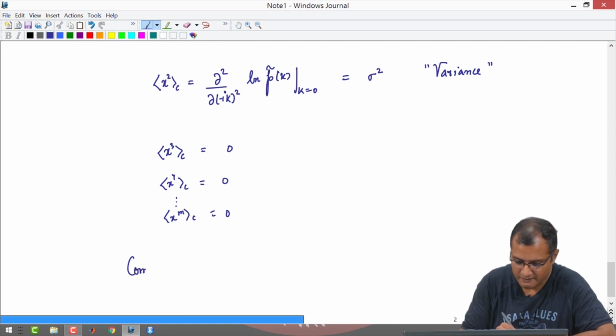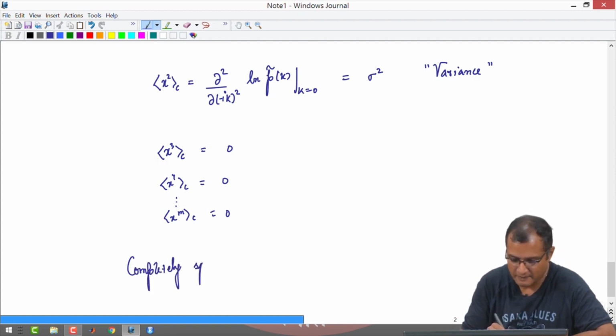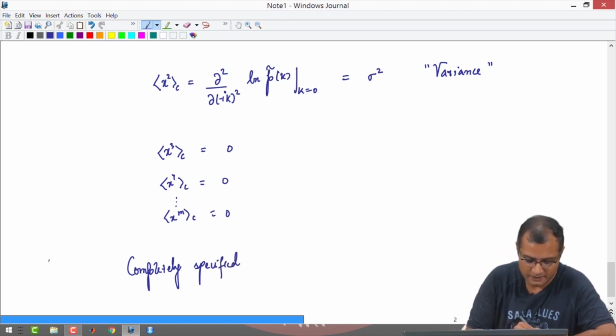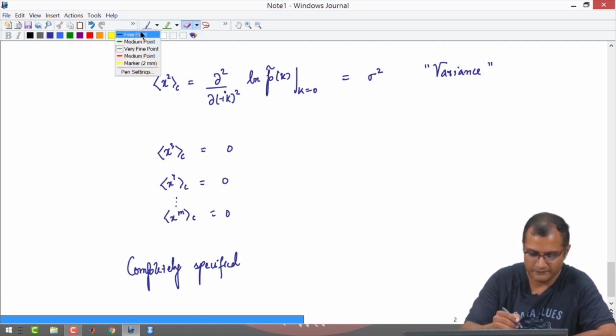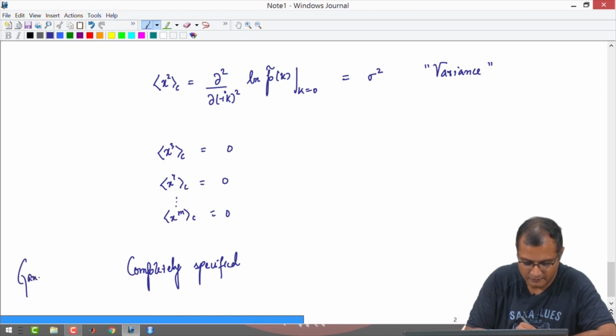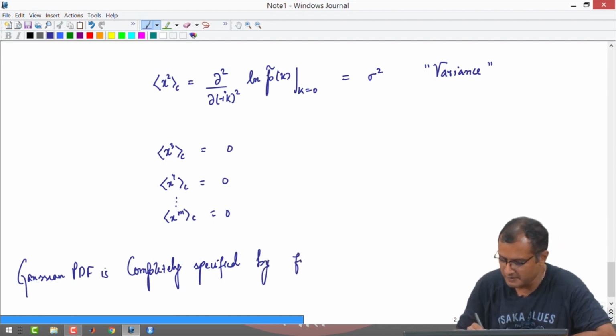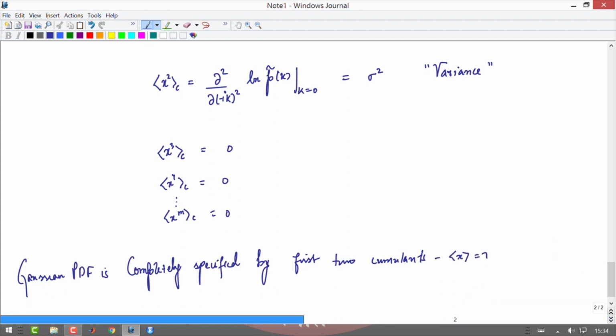It is completely specified by first two cumulants, which are basically the mean and the variance. So, I will say the Gaussian PDF, okay, and you know this is denoted here as Lambda and sigma square will completely specify the Gaussian PDF.